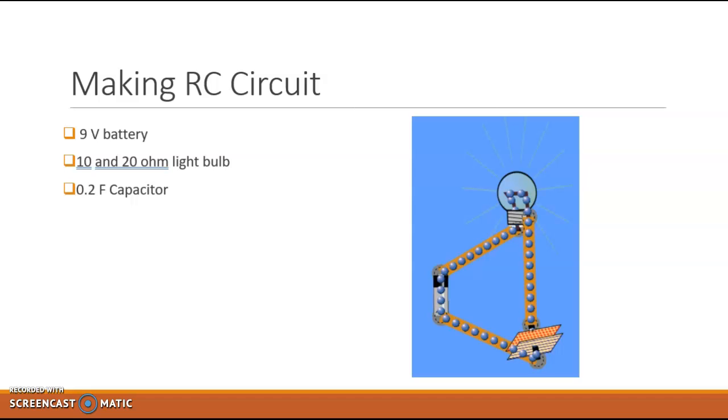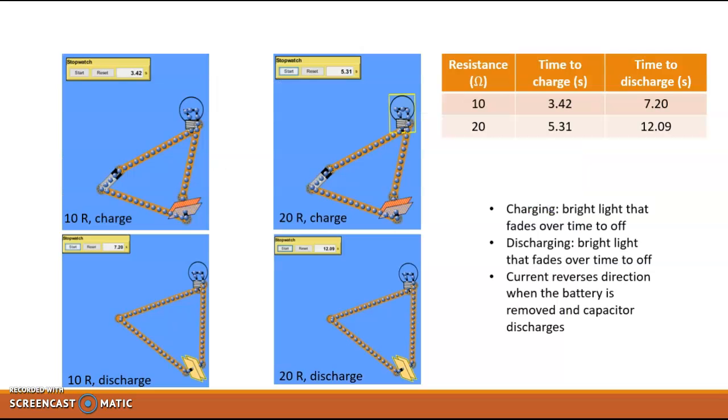To make the RC circuit, I connected a 9V battery, 10 and 20 ohm light bulbs, and a 0.2 farad capacitor. Looking at my RC circuit, the 10 ohm bulb was initially bright, but as the capacitor charged, it dimmed. Removing the battery and completing the circuit let the capacitor discharge with the same bulb effect and time as charging. This result was consistent with the 20 ohm bulb with almost double the time of the 10 ohm bulb.